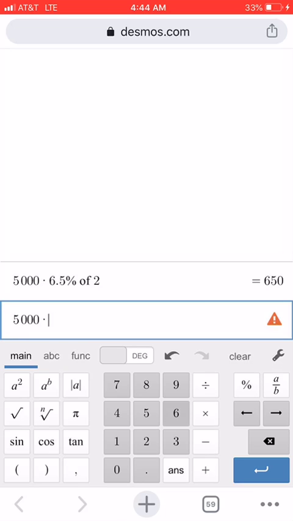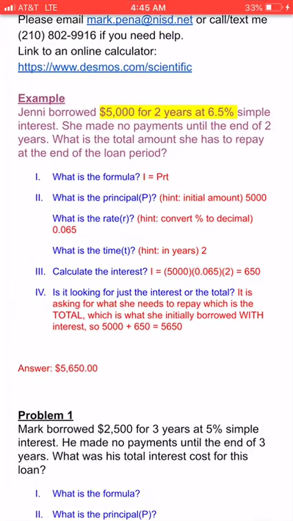Times 6.5% for 2 years, and this enter at the bottom, 650. And I just did this all on my phone.